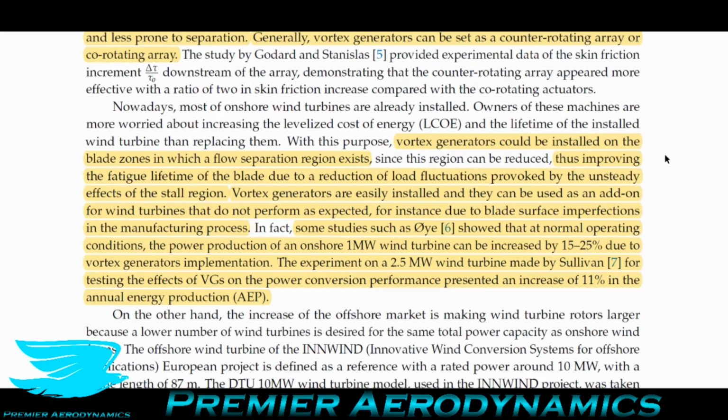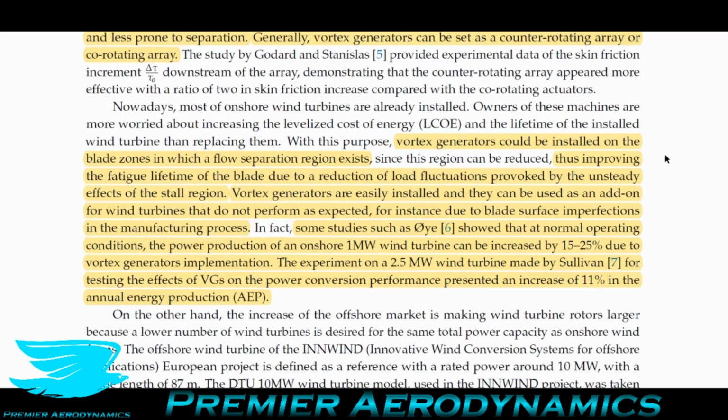They say that these vortex generators could be installed on the blade zones where flow separation regions exist, thus improving the fatigue lifetime of the blade due to reduced load fluctuation, which occurs due to flow separation. So by putting these vortex generators on these blades, they can reduce the amount of flow separation and reduce the fluctuations in loading and increase the lifespan because the blade is not fatiguing as much. Vortex generators are easily installed and can be used as an add-on for wind turbines that do not perform as expected, for instance, due to blade surface imperfections in the manufacturing process.